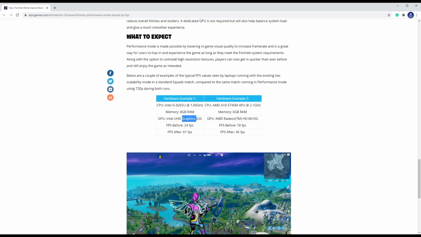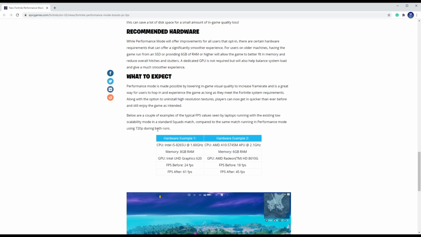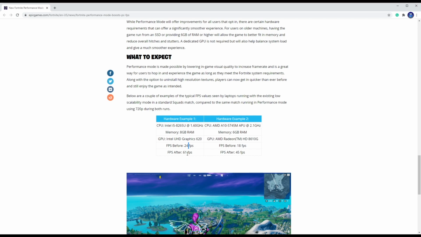And then here is the big thing, the Intel UHD Graphics 620. Basically, what this means is that instead of having a dedicated graphics card like an RTX 3070 or GTX 1080 or something, it's instead the integrated graphics in the CPU. So this is an example of a lower tier system. And before it enabled the performance mode, it was running at 24 FPS, but after it was running at a consistent 61 FPS. Now I'm not sure if this is where it peaked at or if this is the consistent value, but as we get into the actual update where the performance mode comes out, we will actually see real game results for this.